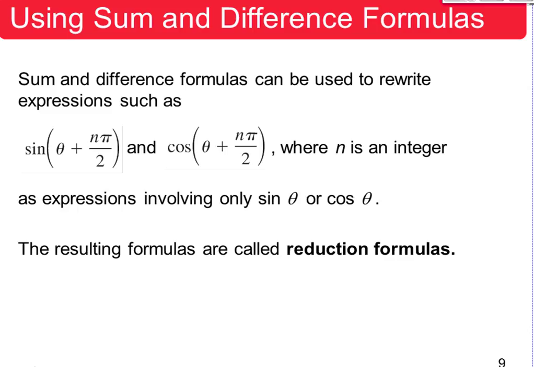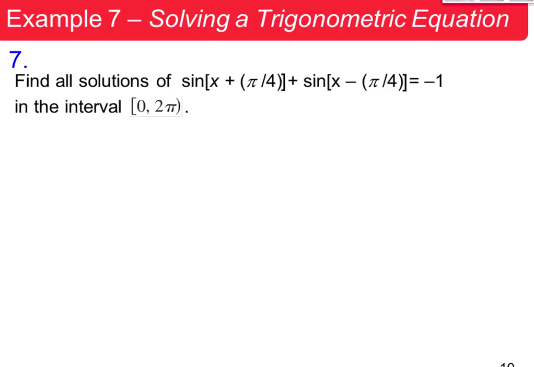Sum and difference formulas can be used to rewrite expressions such as sine of theta plus n pi over 2, cosine of theta plus n pi over 2, where n is an integer. These are called reduction formulas. We have 2 problems to do, and I'm hoping I can still get through them today.